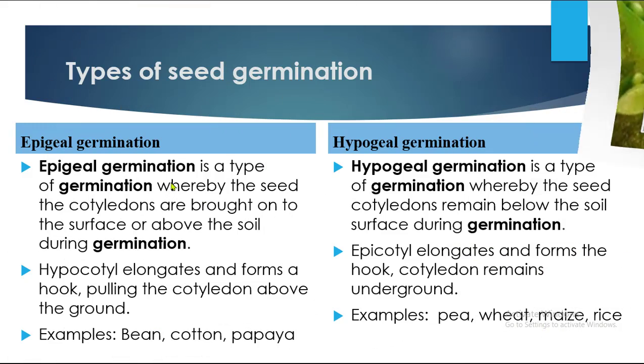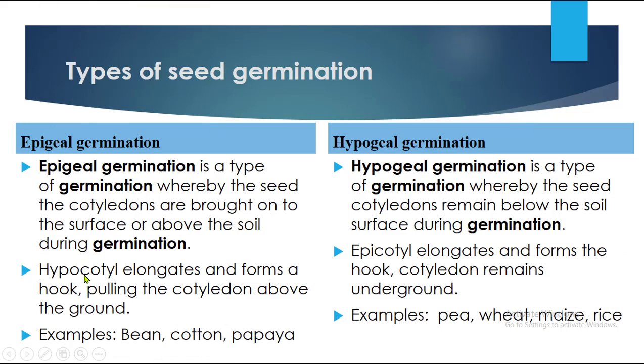So here what happens in epigeal germination: the hypocotyle, the part of the embryo that is directly attached to the cotyledon, elongates and forms a hook. Thus, when it elongates and forms a hook, since it is directly attached to the cotyledon, it is going to pull the cotyledons above the ground. Common examples are bean, cotton, papaya, and you can take many other examples.